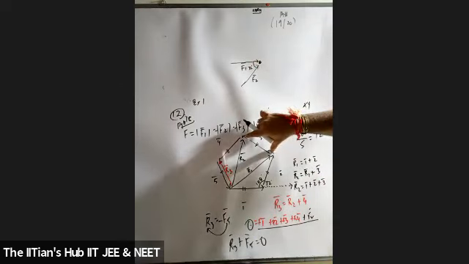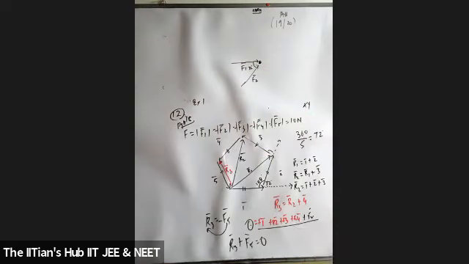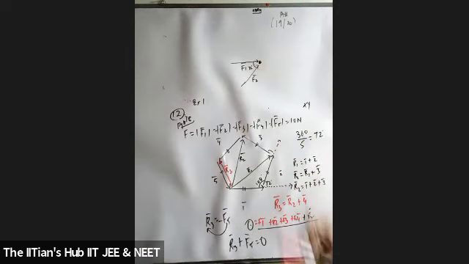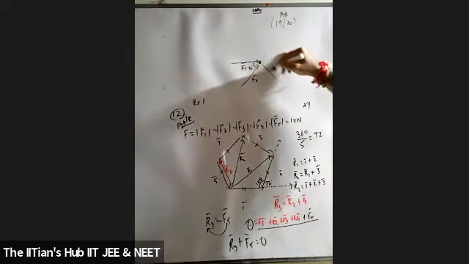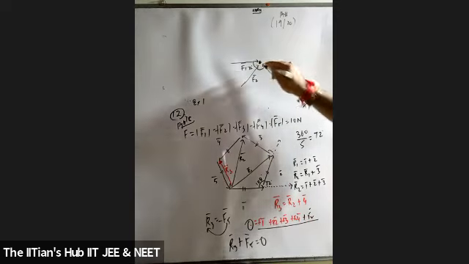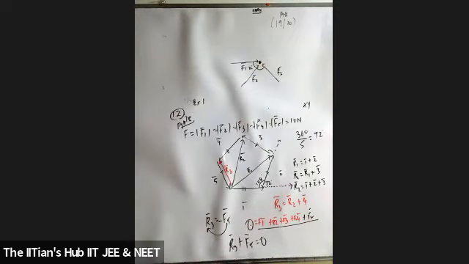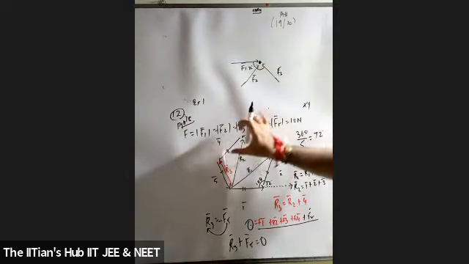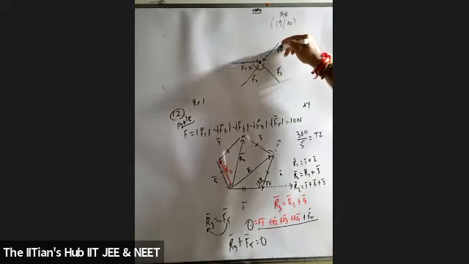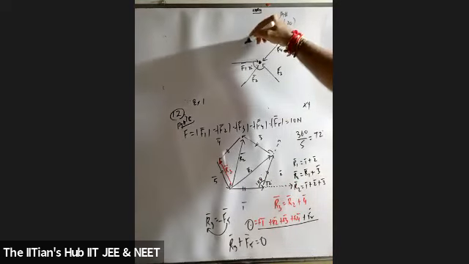Now I'm shifting F3 parallel to itself. Look carefully, students, this is your vector, I'm shifting it parallel to itself in the same plane. This is my F3. Length is 10 Newton, angle is 72. Then F4 shifted parallel, F5 shifted parallel.